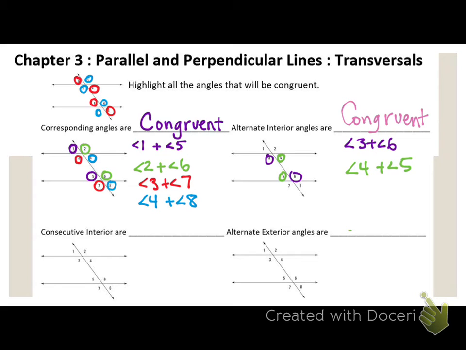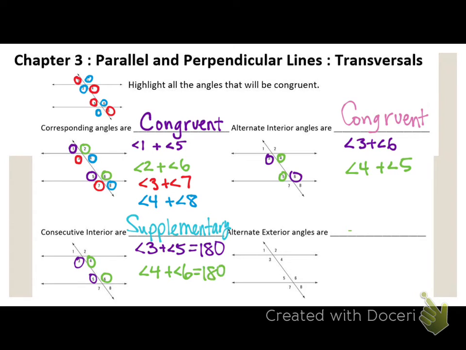Consecutive interior angles are supplementary. So what is an example of consecutive interior? 3 and 5. That means if you took angle 3 and added it to angle 5, they equal 180. Then the same thing if you took 4 and 6. They add up to 180.